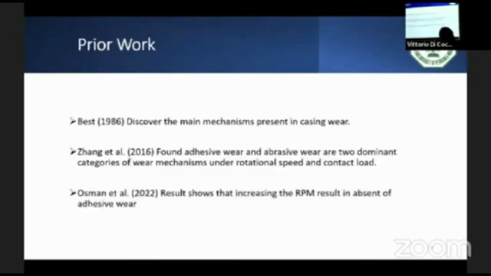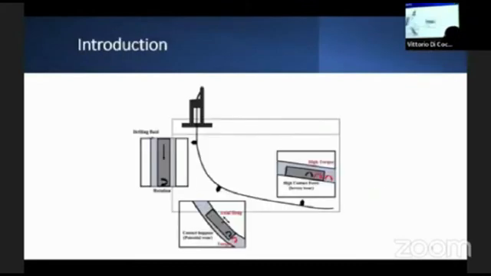Before we start, we take our previous work. Beats 1986 discovered the main mechanisms present in casing wear. Zag 2016 found that adhesive wear and abrasive wear are the two dominant categories of wear mechanisms, depending on the rotation speed and contact load. Osman 2022 results show that increasing the RPM results in the absence of adhesive wear.